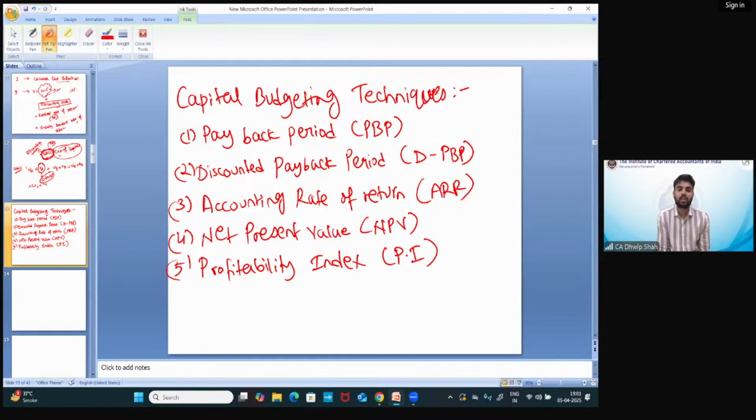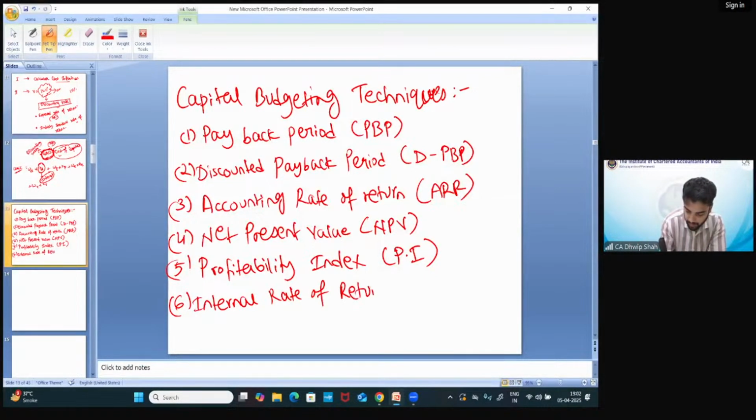Profitability index का दूसरा नाम is desirability factor. So sometimes the question will say calculate desirability factor. Sometimes the question will say calculate profitability index. It is one and the same. Sixth is internal rate of return. The short form of this technique is IRR.